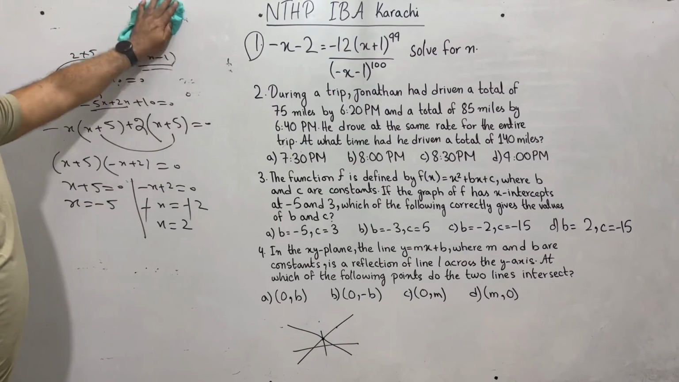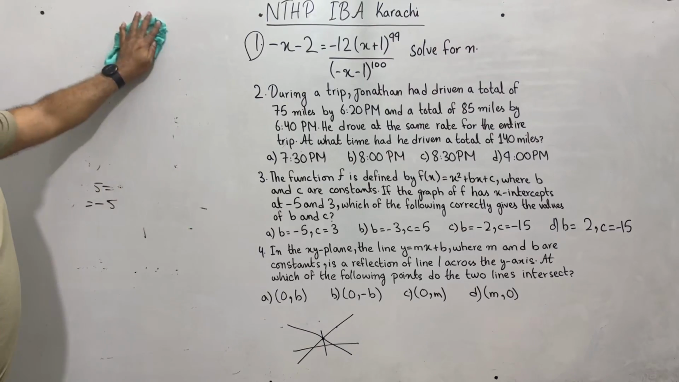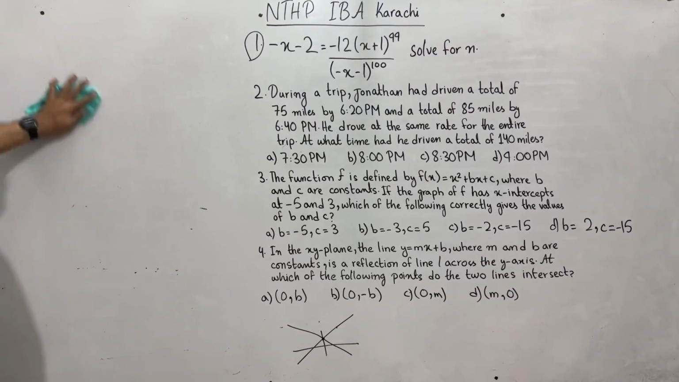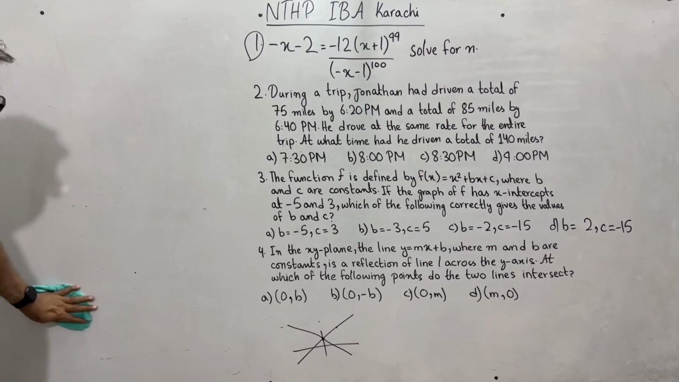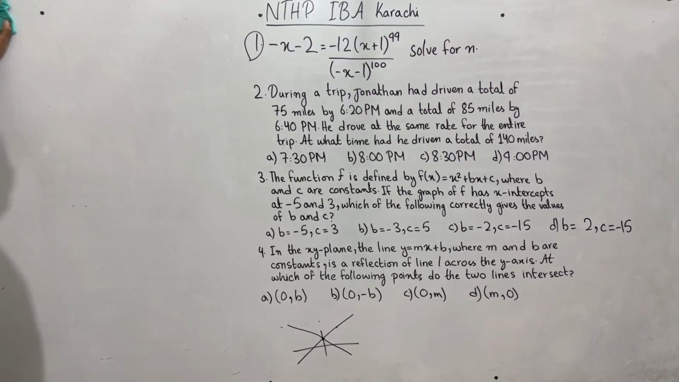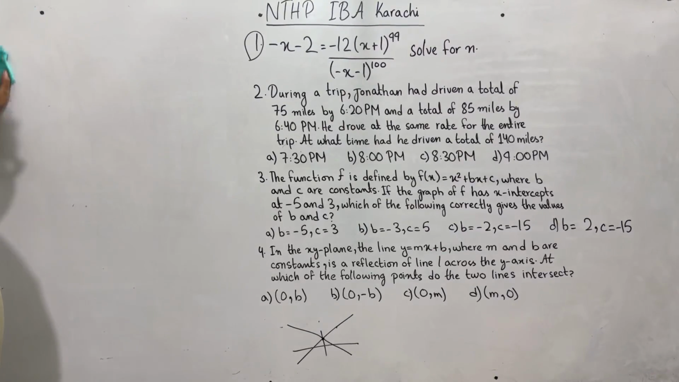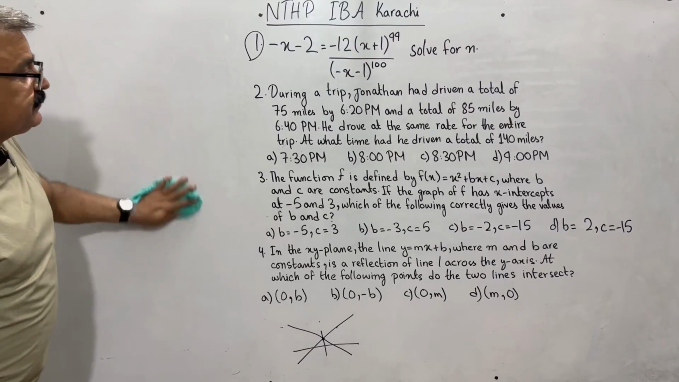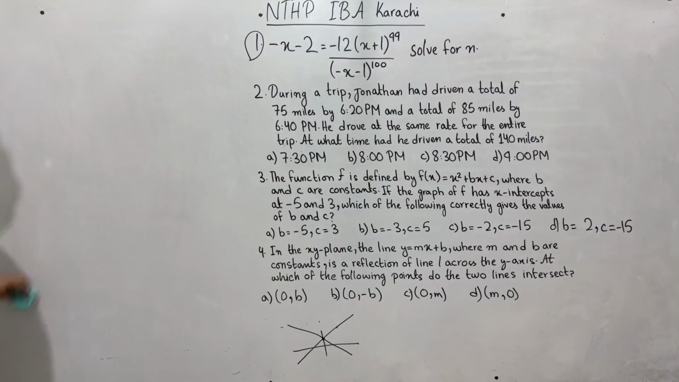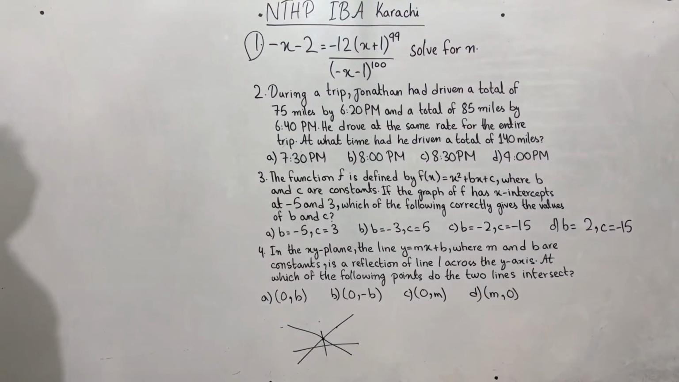Okay, moving towards question number 2. It reads that during a trip, Jonathan had driven a total of 75 miles by 20 past 6 p.m. and a total of 85 miles by 40 past 6. 40 past 6 is 20 to 7. He drove at the same rate for the entire trip. At what time had he driven 140 miles?